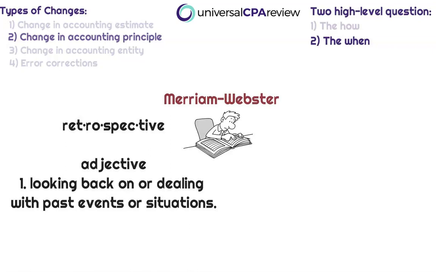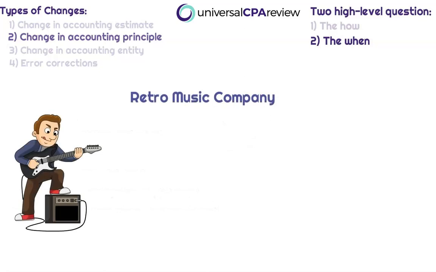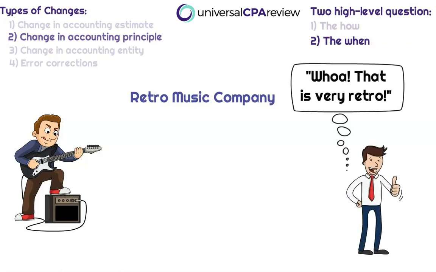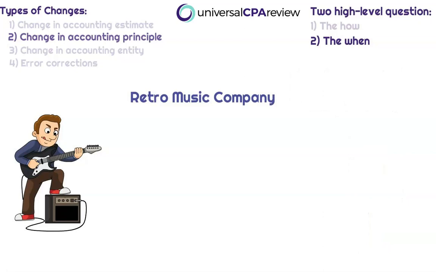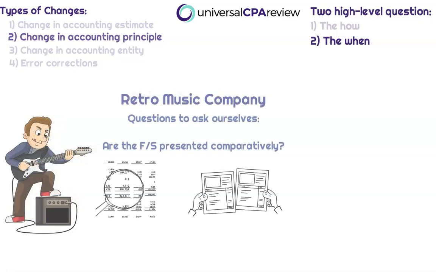To solidify this in our brains, let's think about our friends over at Retro Music Company. Retro Music Company sells products to their customers that are considered to be a blast from the past. Whoa, that's very retro. So when this company presents its financial statements with adjustments from changes in accounting principle, we already said that the cumulative effect will be an adjustment that is made net of tax, but now we must ask ourselves, what period is this adjustment going to be made in?